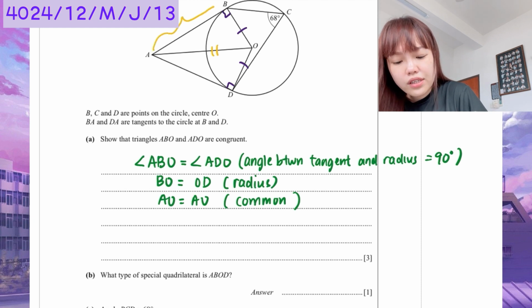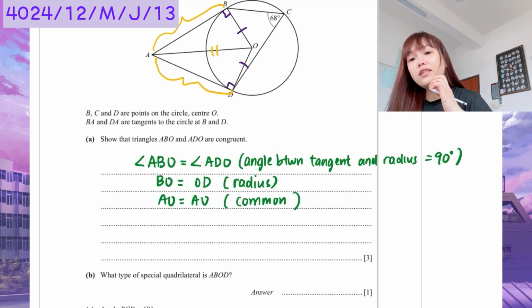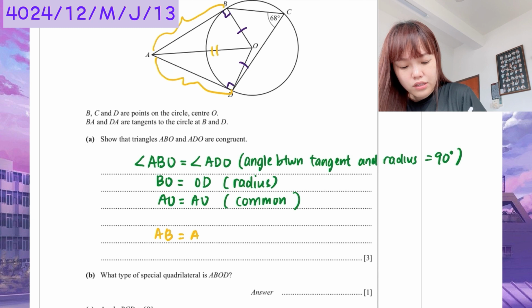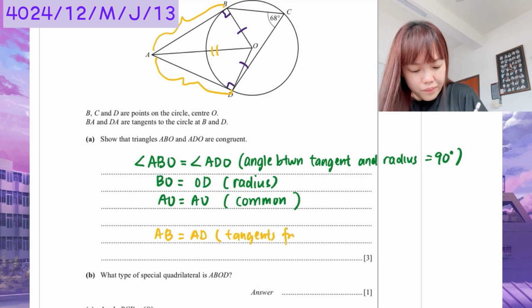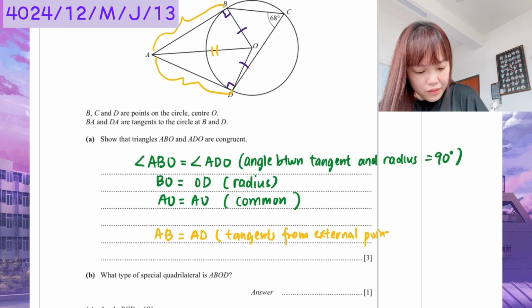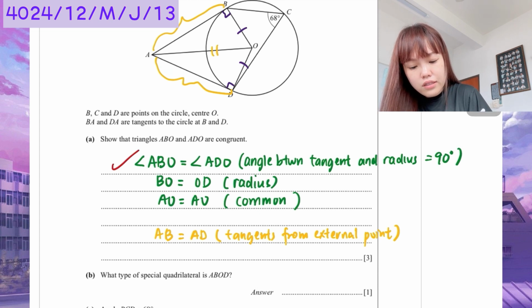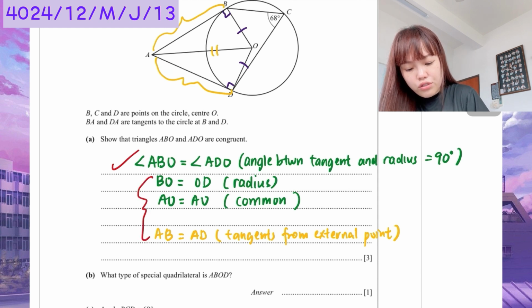Or you can actually use this as well. AB and AD are the same, one of the properties of a circle: tangents from an external point. Or you can use AB equals AD, tangents from external point. So 3 marks come from here. This one 1 mark.